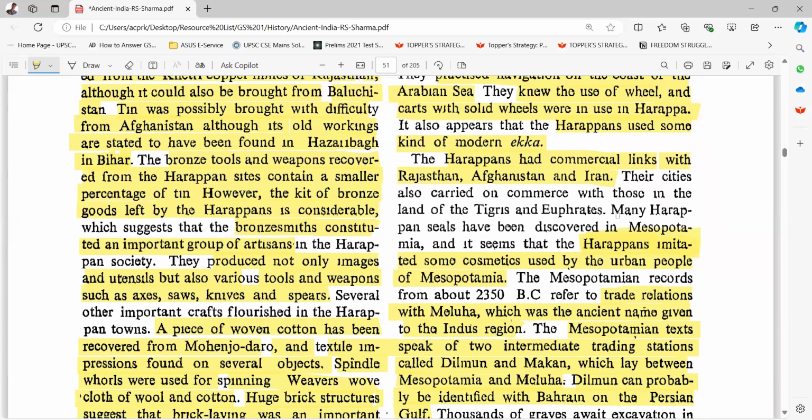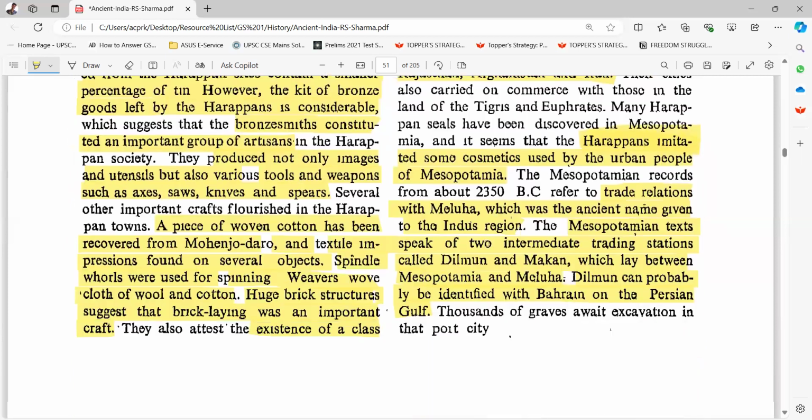Many Harappan seals have been discovered in Mesopotamia, and it seems that Harappans imitated some cosmetics used by the urban people of Mesopotamia. The Mesopotamian records from about 2350 BC referred to the trade relations with Meluha, which was the ancient name given to the Indus region. The Mesopotamian texts speak of the two intermediate trading stations called Dilmun and Magan, which lay between Mesopotamia and Meluha. Dilmun can probably be identified with Bahrain on the Persian Gulf.